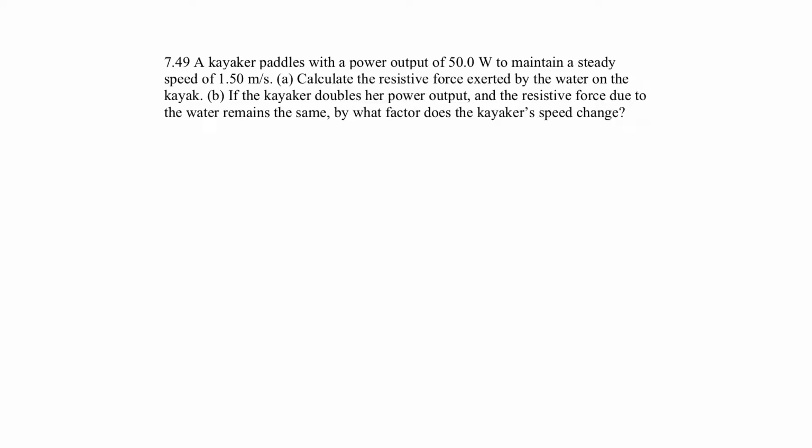Hello, this is Walker Physics, 4th edition, and we're in Chapter 7 on work and kinetic energy, and this is number 49 from the end of the chapter questions. A kayaker paddles with an output of 50 watts to maintain a steady speed of 1.5 meters per second.